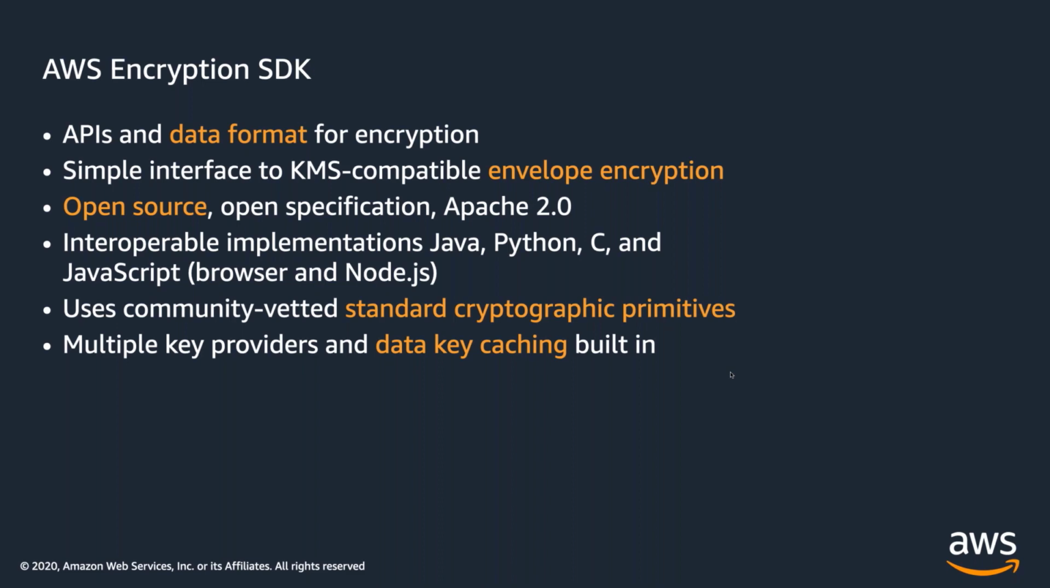In addition to that, because it's an open source library licensed under Apache, you could create your own implementation as well. That's why we have that data format. Let's say you have your own little language that you want to do it in. You could do that as well, and you could be interoperable and compatible. It's also a simple interface to have KMS compatible envelope encryption, which is what Spencer spoke about earlier. It's where you keep the encryption key with the data and the metadata itself. One of the other big benefits of being open source is that it uses community vetted primitives.